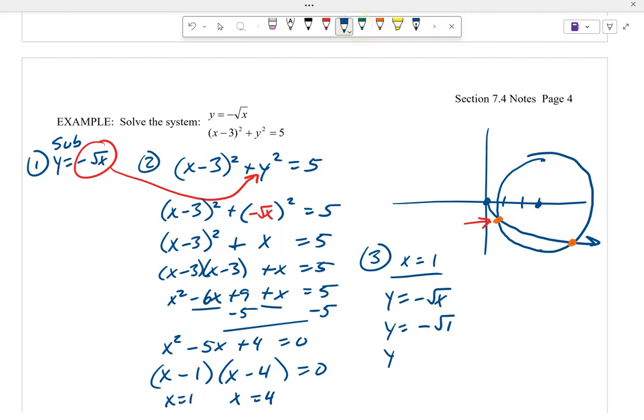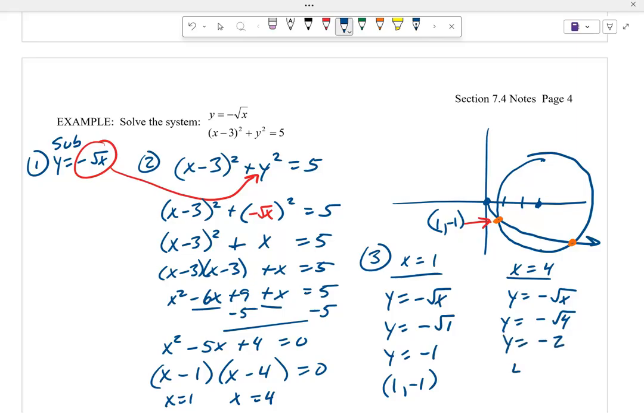Negative square root of 1. So we got negative 1. So when x is 1, y is negative 1. There's that first point right there. And then we also said x could be 4. y equals negative root 4. So we got y is negative 2. When x is 4, y is negative 2. So this is the point right there, 4, negative 2, where those hit.